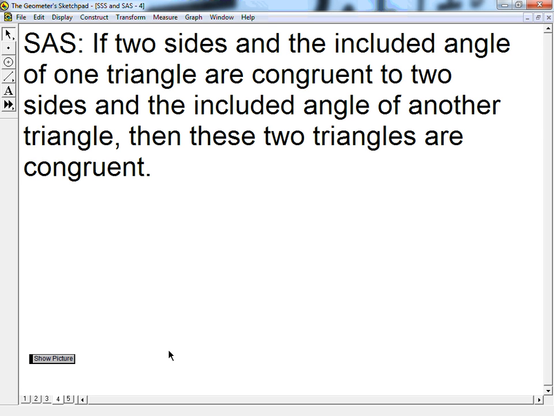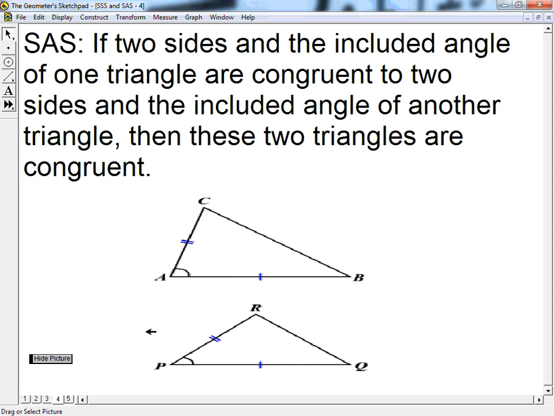Two sides and the included angle of one triangle are congruent to two sides and the included angle of another triangle, then these two triangles are congruent. What I mean with that is, let's say I have a picture looking like this. Notice I have two sides and the included angle. Once again, what I mean with included angle is the angle formed by the two sides given. It's not just any angle, it's the one formed by the two sides. Then I'm saying those two triangles are congruent. We cannot come out with a different triangle.